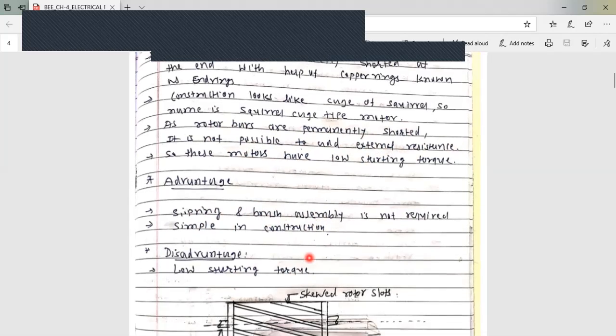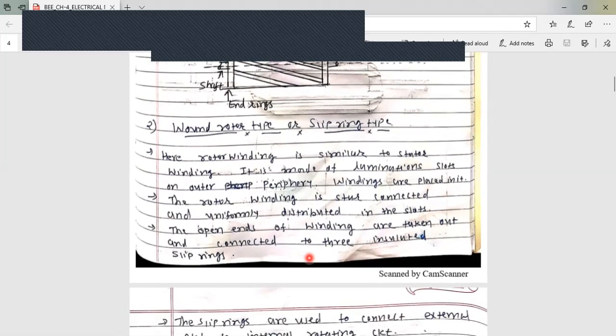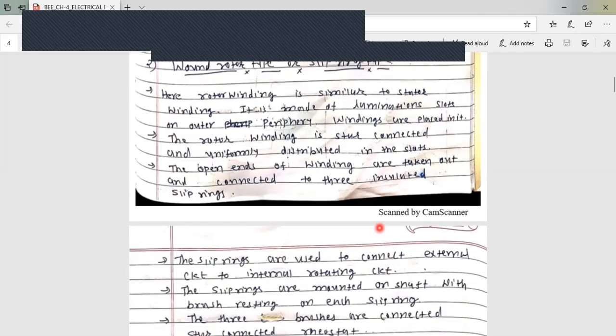Now, the next type is the wound rotor type or slip ring type. So here, the rotor winding is similar to the stator winding. It is made up of laminations with slots on the outer periphery. Keep in mind here, the lamination slots are on the outer periphery. So windings are placed in it. The rotor winding is star connected and uniformly distributed in slots. See the figure of it.